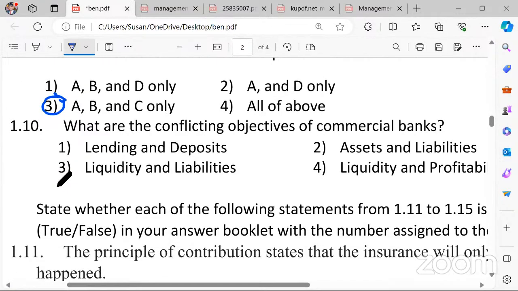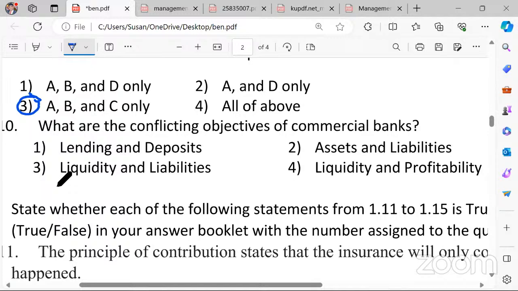Question number 10. What are the conflicting objectives of commercial banks? All right, then you can mark. There are conflicting objectives. I will explain that. First, you have to mark.